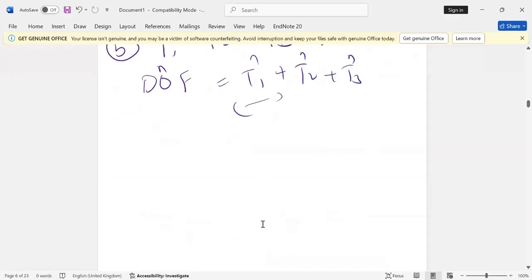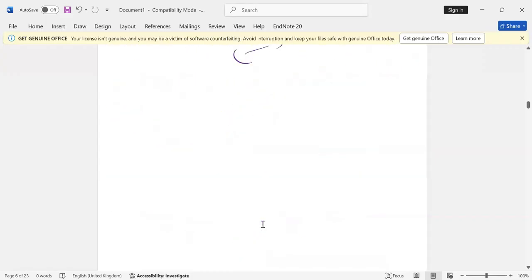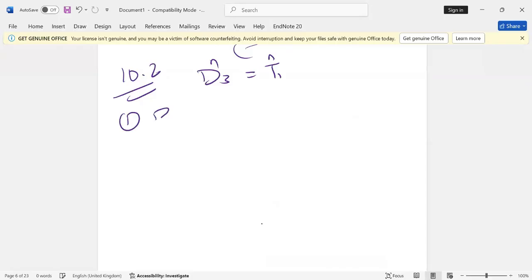So next we have 10.2. We have to prove that D3 equals T1. Using the angle subtended by the same arc, the first point is that D3 equals B2, angle subtended by the arc AC.